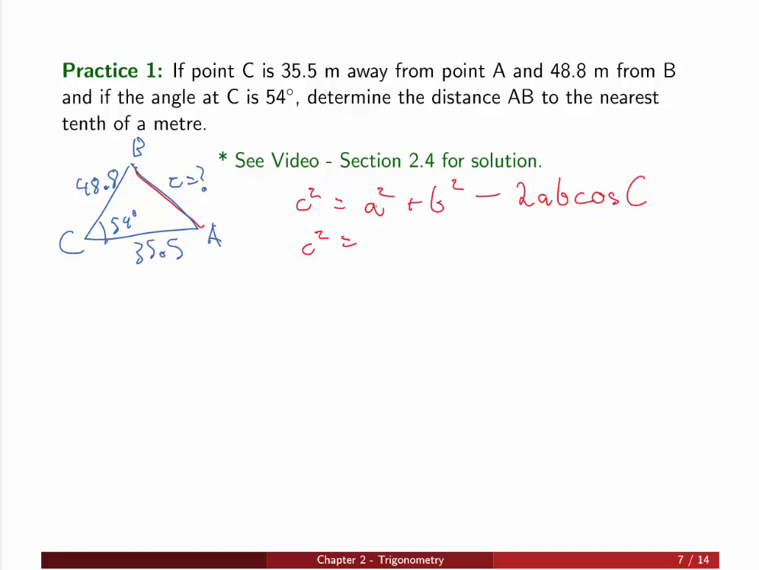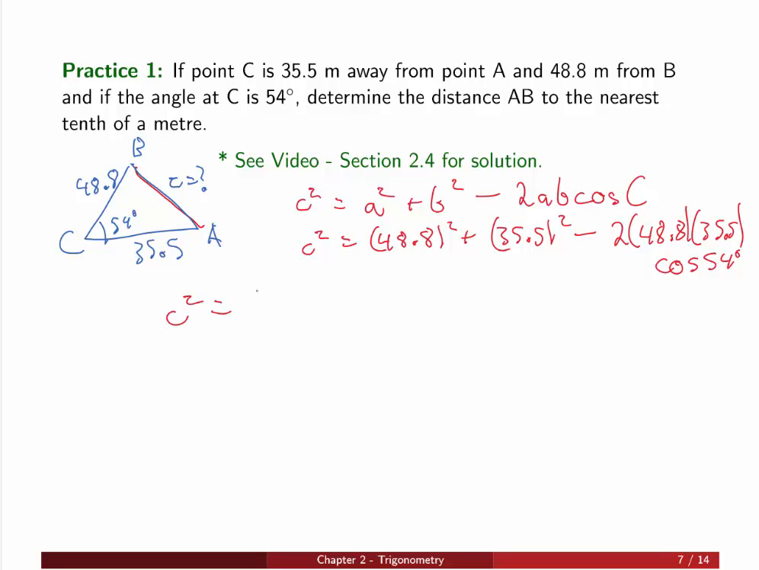c squared, and here we go, plug and play. a squared, what's that? 48.8. b, what's b? 35.5. And now we have the same values. a is 48.8. I'm running out of space, of course. This is classic. 35.5. I'm just going to write it underneath here. cos of C, which is 54 degrees. That's multiplication there, not division. Highly confusing, but I think we're all on the same page.